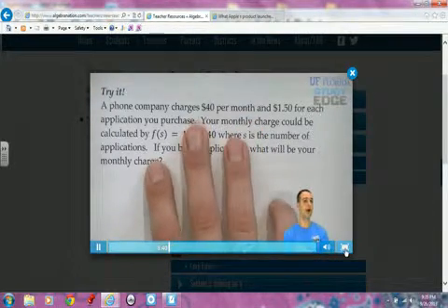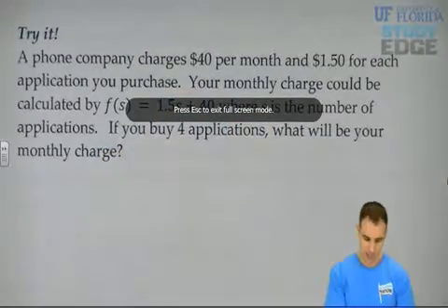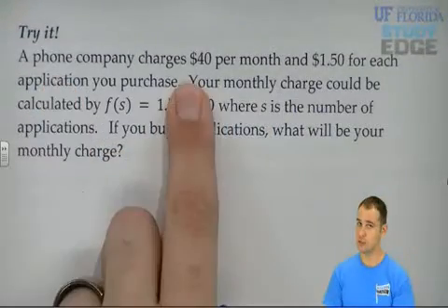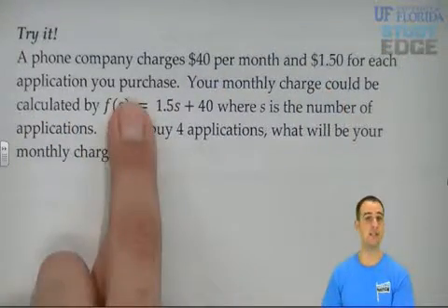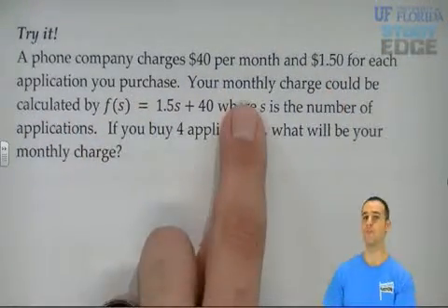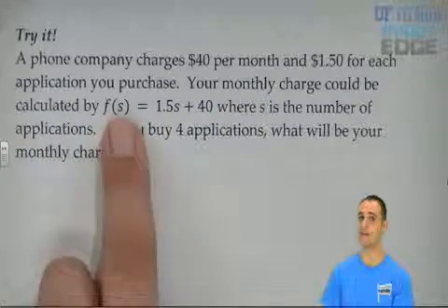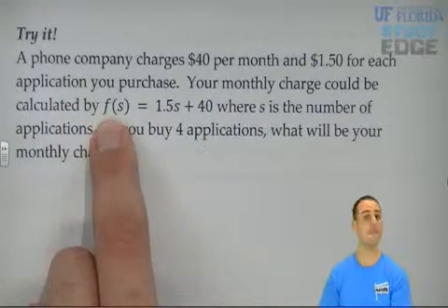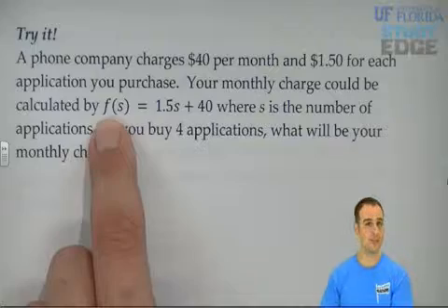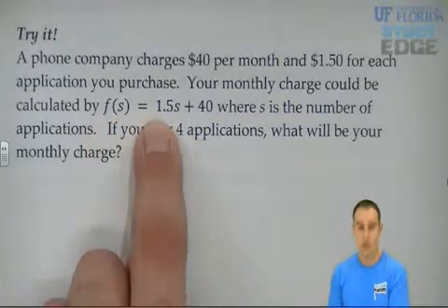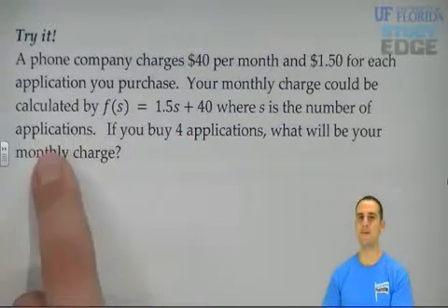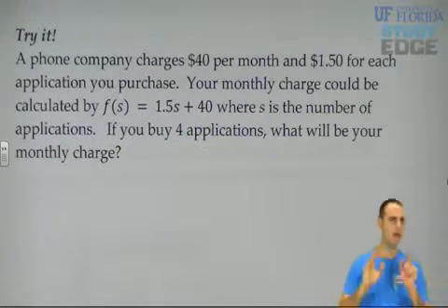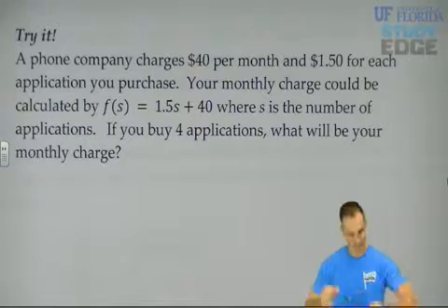But before you try it, let's read through this together. A phone company charges $40 per month and $1.50 for each application you purchase. Your monthly charge could be calculated by this following equation. F of S, this is F as a function of S, equals 1.5S plus 40, where S is the number of applications. They gave you the equation.